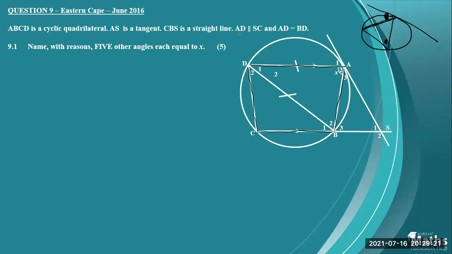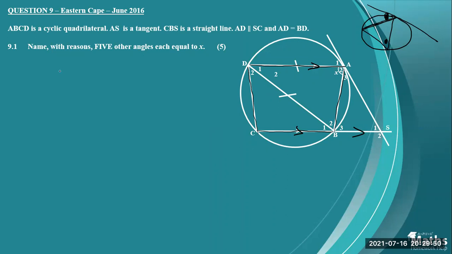It also says here that AD is parallel to SC. So this line is parallel to SC. So it means it's also parallel from there to there. Parallel, so we think alternate, we think corresponding and co-interior. Furthermore, the last one, AD is equal to BD. So then we think of angles opposite equal sides.